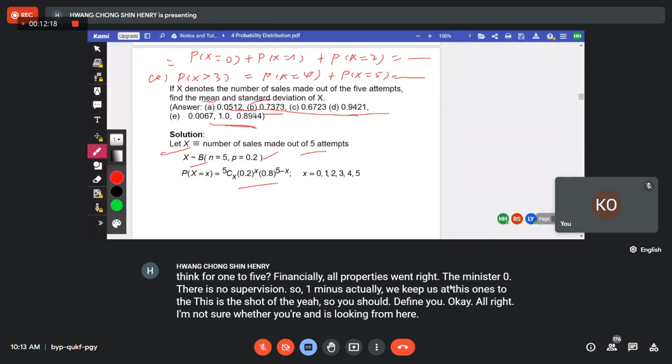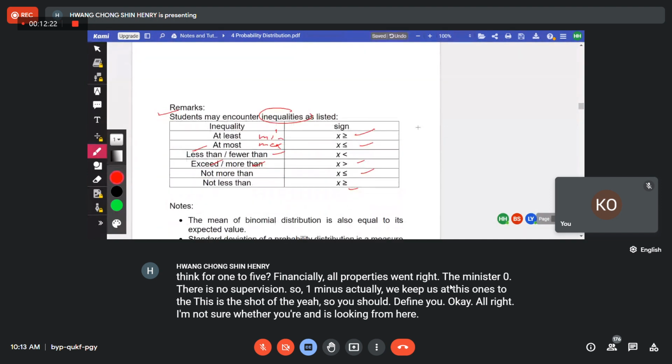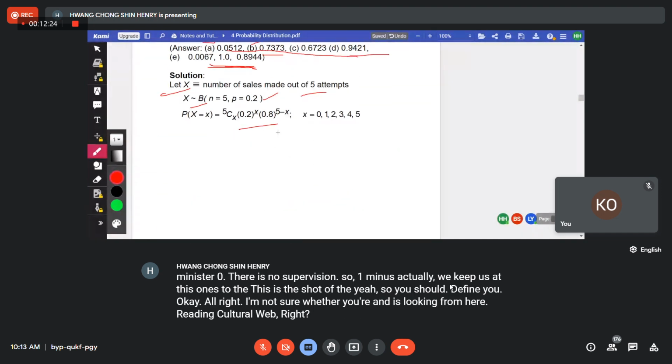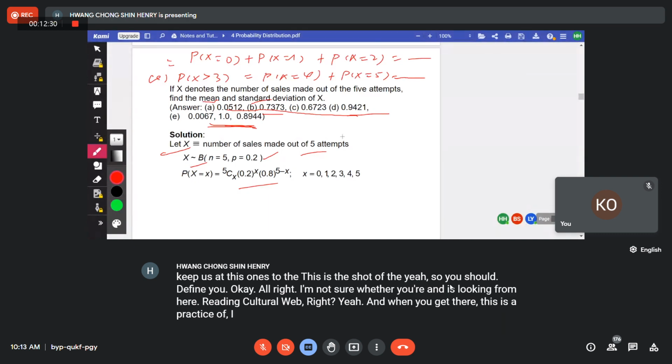Have you all tried this, or you? We didn't go through one by one, right? But you all tried already. Can everyone get the answer here? This is a practice. I don't think this example is tough.